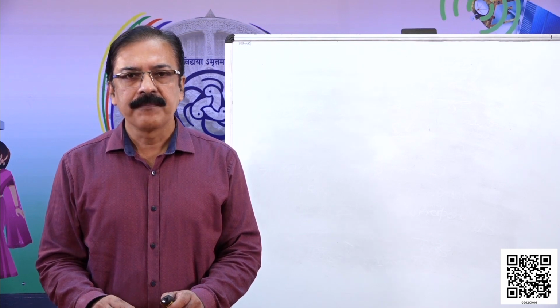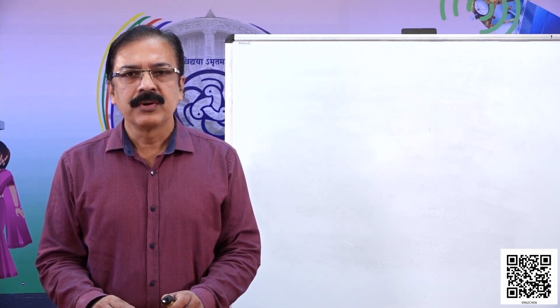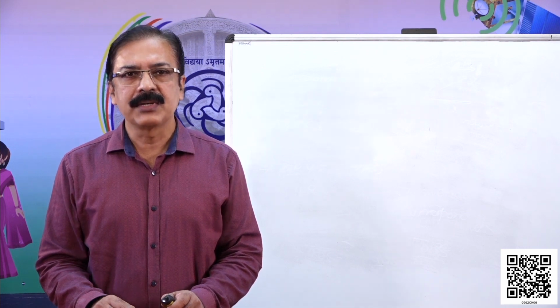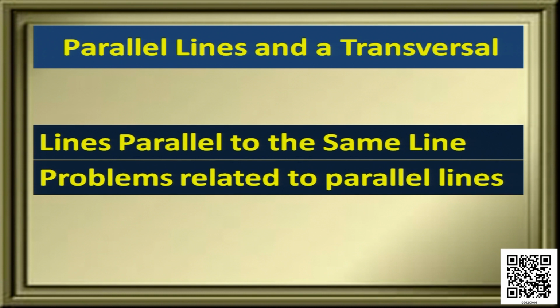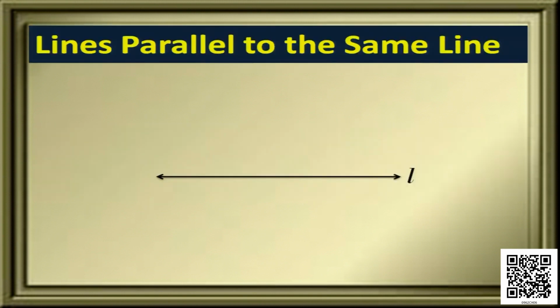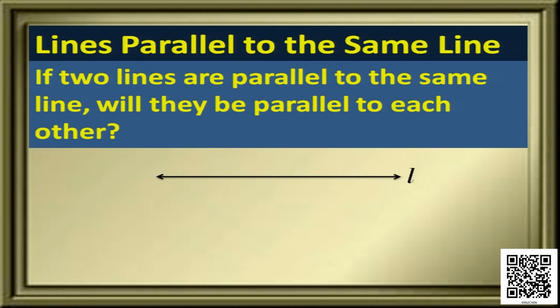So this was all we discussed earlier, and today we are going to learn about lines parallel to the same line and related problems on parallel lines. So let's have a look at the picture: a line is there. If some other lines are parallel to this, then what happens? If two lines are parallel to the same line, will they be parallel to each other?